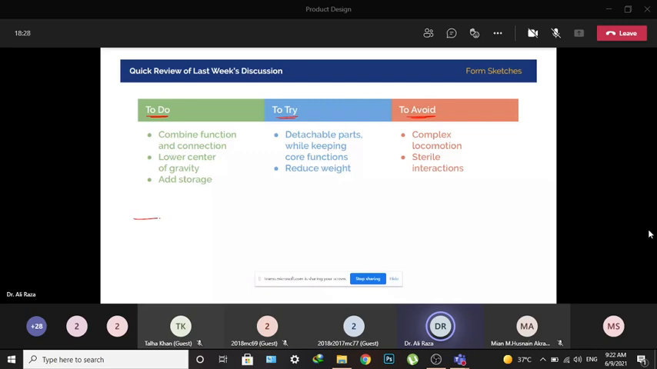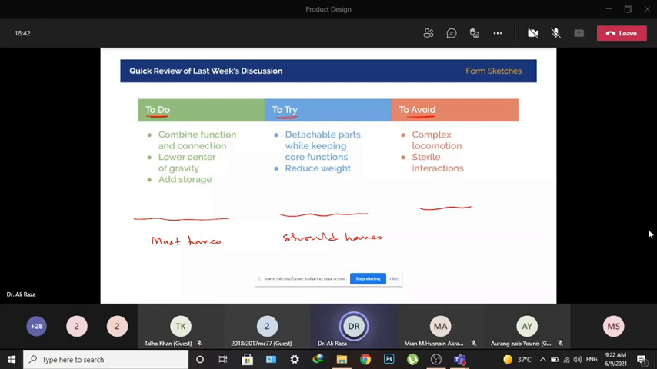So in this particular case, these are the must-haves, these are the should-haves, and these should be avoided. All right. So these are the refinement parameters which are going to further refine the whole process.